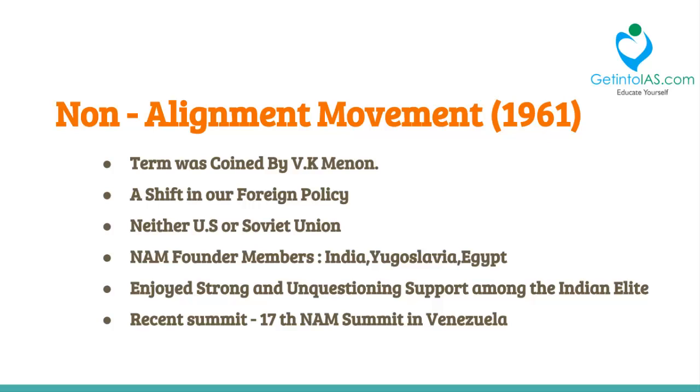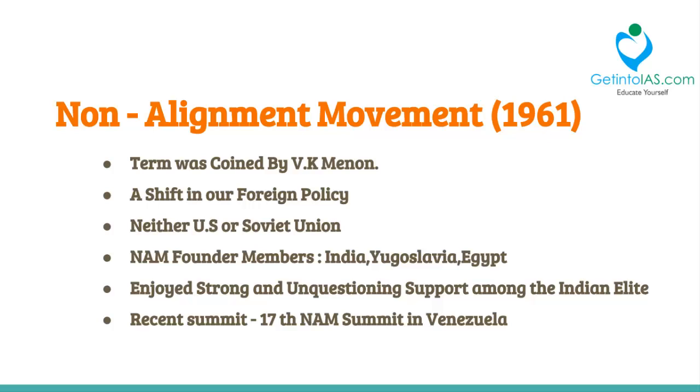Next, the foreign policy shift. Our foreign policy went through a major shift during that time, in the year 1961: the famous non-alignment movement. So what is this non-alignment movement? The principle behind this is non-interference in the domestic affairs of other countries and maintenance of one's own sovereignty, which evolved into the concept of non-alignment, not interfering in anyone else's matters.